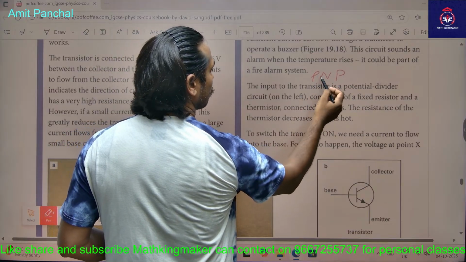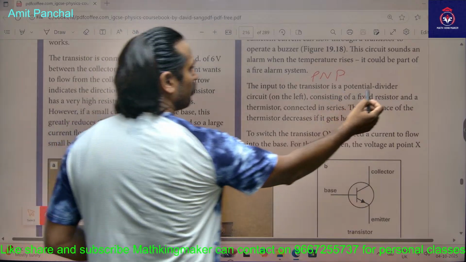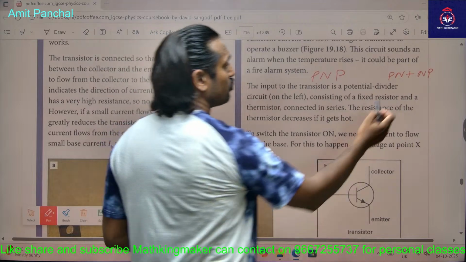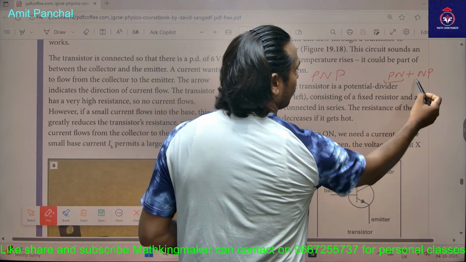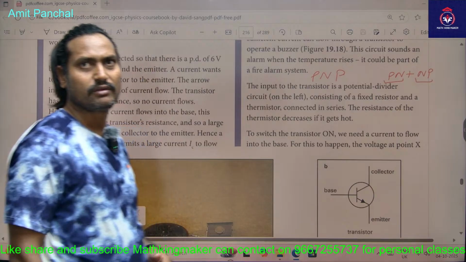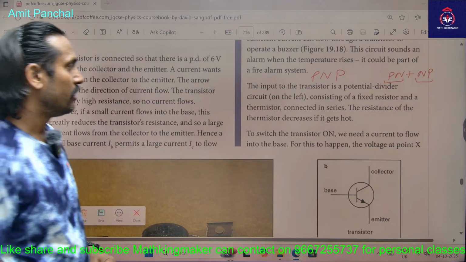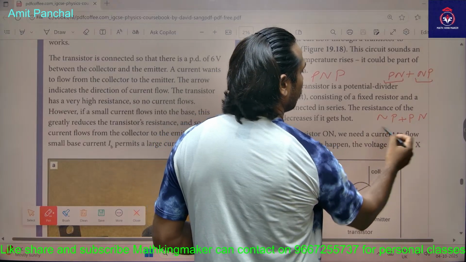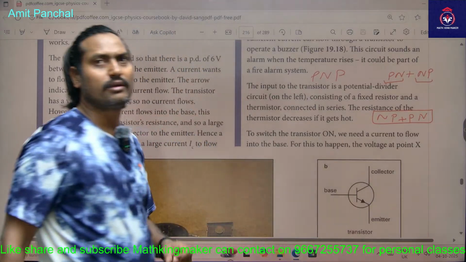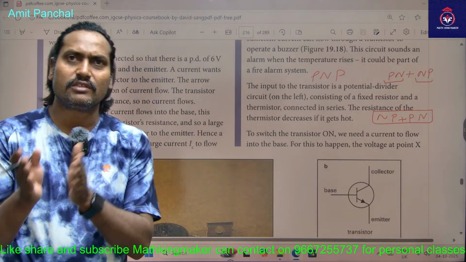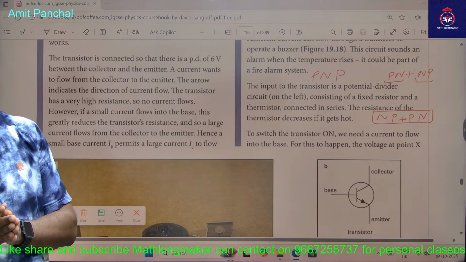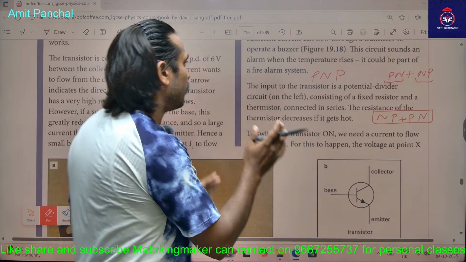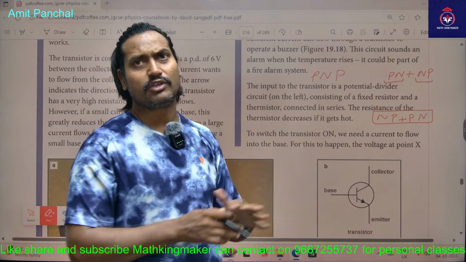So PNP means it is a combination of PN plus NP. You can see here, this one is in forward bias, this one is in reverse bias. And in case of NPN, NP plus PN. So always one is in forward bias, another one is in reverse bias. N means negative of the diode, P is positive of the diode.